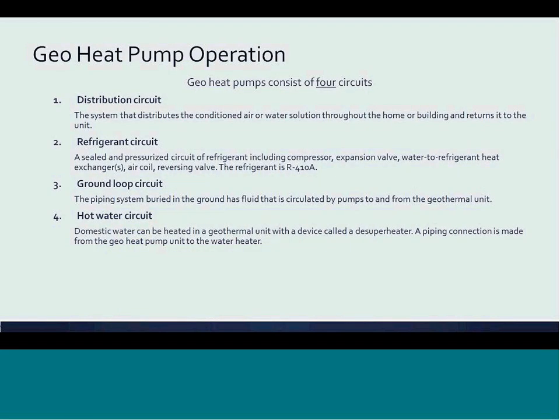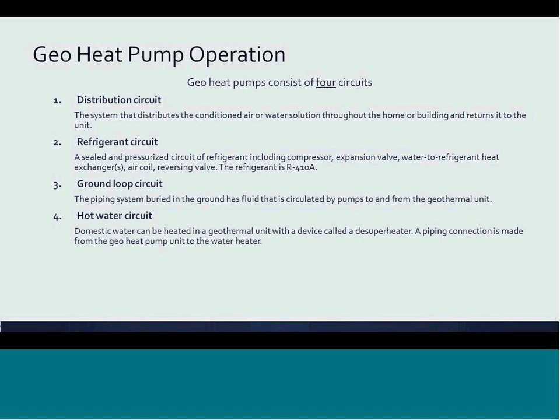There are 4 different circuits that we typically think about with geoheat pump operation. They're listed here. First, a distribution circuit. Next, a refrigerant circuit, which is basically the thermodynamic cycle that governs a heat pump. Ground loop circuit, and then a hot water circuit.